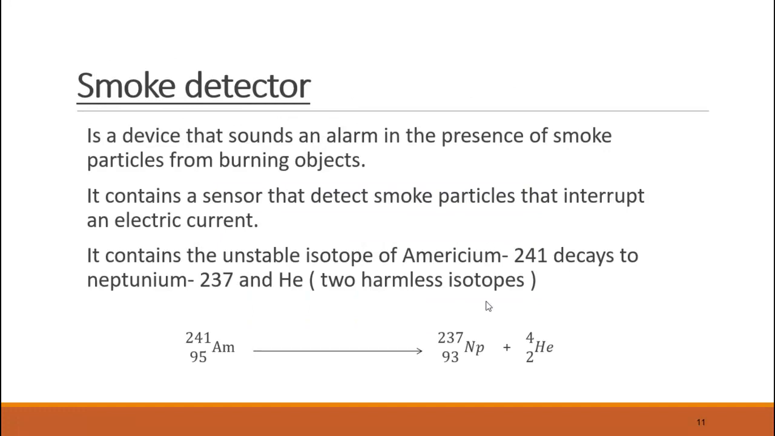The smoke detector. The smoke detector is a device that sounds an alarm in the presence of smoke particles from a burning object. It contains a sensor that detects smoke particles that interrupt an electric current. It contains the unstable isotope americium-241, which decays to neptunium-237 and helium, two harmless isotopes, by the following reaction. Americium will decay by alpha radiation and convert to neptunium-237 and helium.